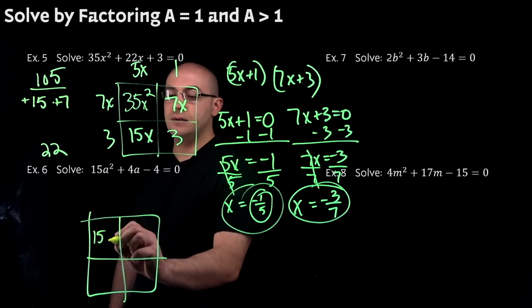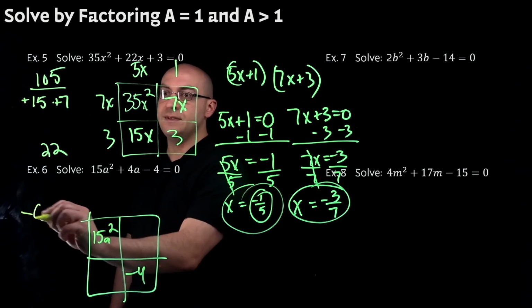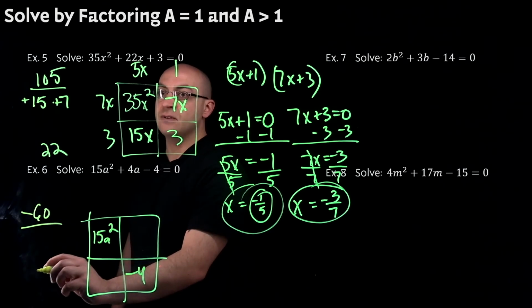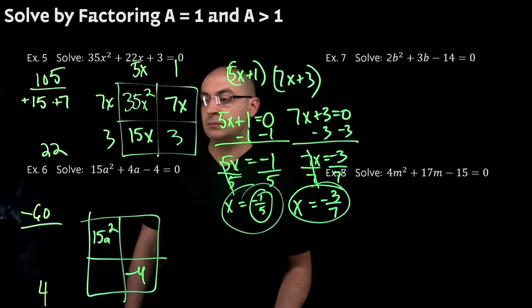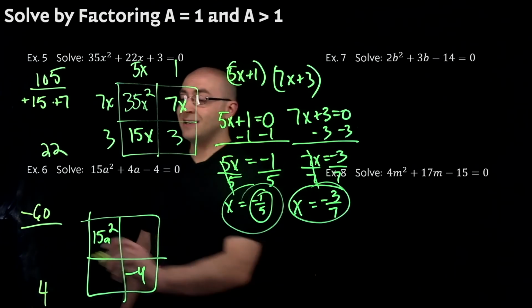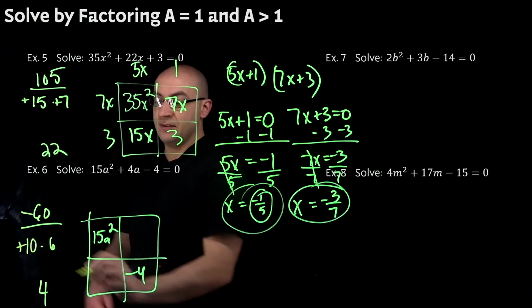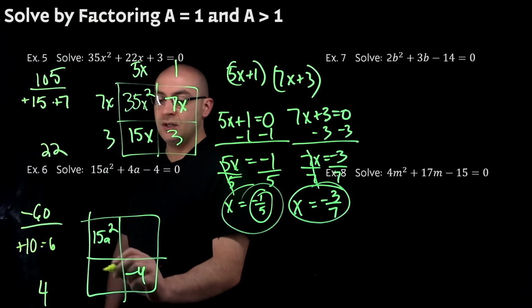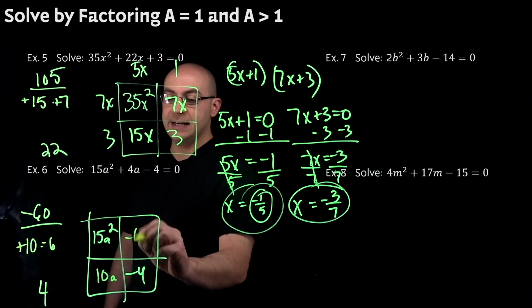15a squared minus 4, right? So I'm going to do a -60, and I'm trying to get factors of -60 that could add to +4. 10 and 6. But the 10 has to be a positive because I have a +4 result. So we'll do 10a, that is an a, right? Okay, and a -6a.